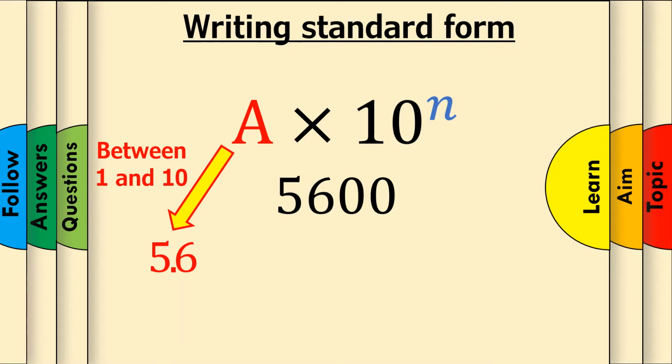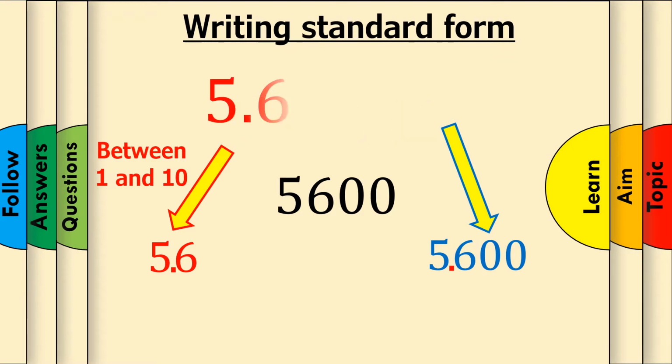Now, to get n, we just need to work out how many places the decimal point has moved. From 5600, the decimal point has moved once, twice, 3 times to get to 5.6. So we just fill in our style. A is 5.6 and n is 3. 5600 in standard form is 5.6 times 10 to the power of 3, which is our answer.